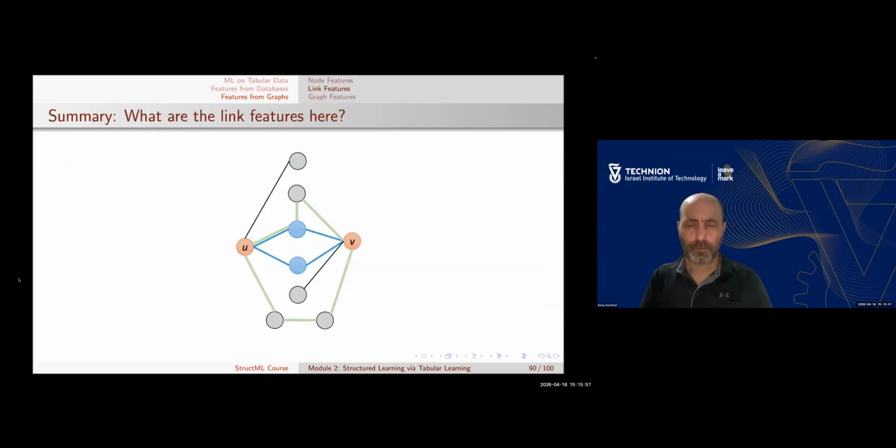So that was basically it, a list of link features, and you can practice them by looking at this graph, for example, and understand what are the features that we would extract for U and V: the shortest path or the distance, the number of shortest paths, common neighbors, normalized, Adamic-Adar, Katz, and so on.